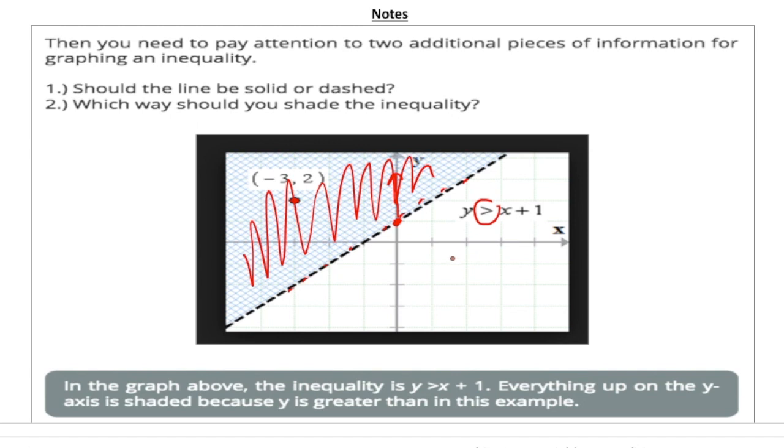So this was just a little introduction to how to graph two variable inequalities. Pause the video and try the your turn now problems, and when you're done, hit play, and you can see how you did. Good luck.